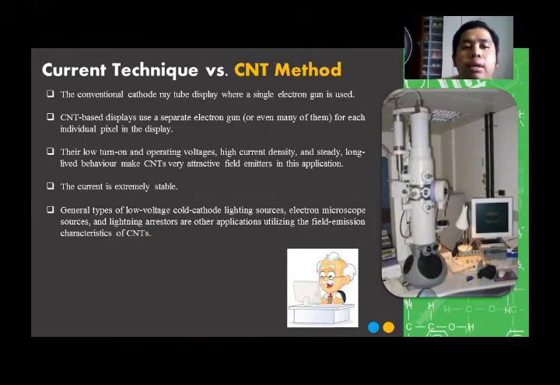Because of the low turn-on and operating voltage, high current density, and steady long-lived behavior, the CNT is a very attractive field emitter in the application. In addition, their current is also extremely stable. So general types of low voltage cold cathode, lighting source, electron microscope source, and lightning arrestor are other applications that utilize the field emission characteristic of CNT.